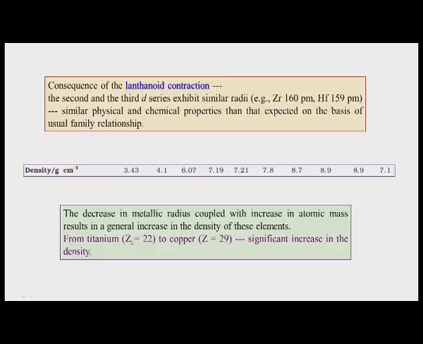So, from titanium to copper, there will definitely be a significant increase in the density. Titanium is around 4, and copper is in the range of 9 gram per centimeter cube. So, from 4 to 9 gram per centimeter cube is definitely a significant change. This is one property directly related to the metallic radius, and as we move from left to right, the atomic number is increasing and the atomic mass is also changing. So, density will also change, and we can consider that metallic copper is more dense than metallic titanium. Okay. Thank you very much.